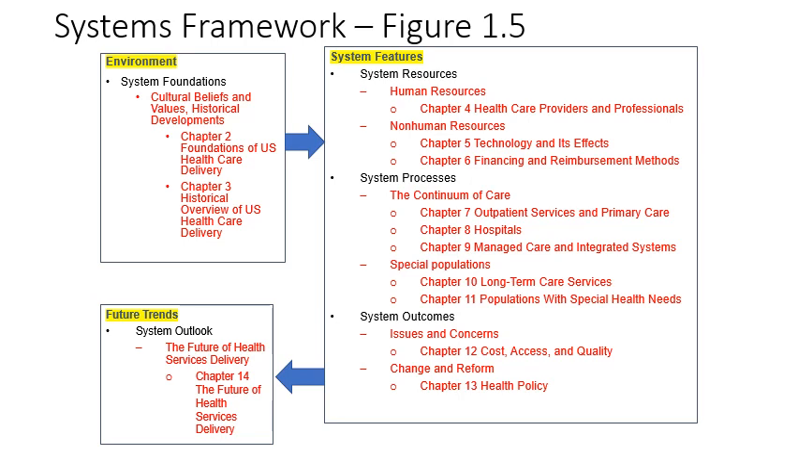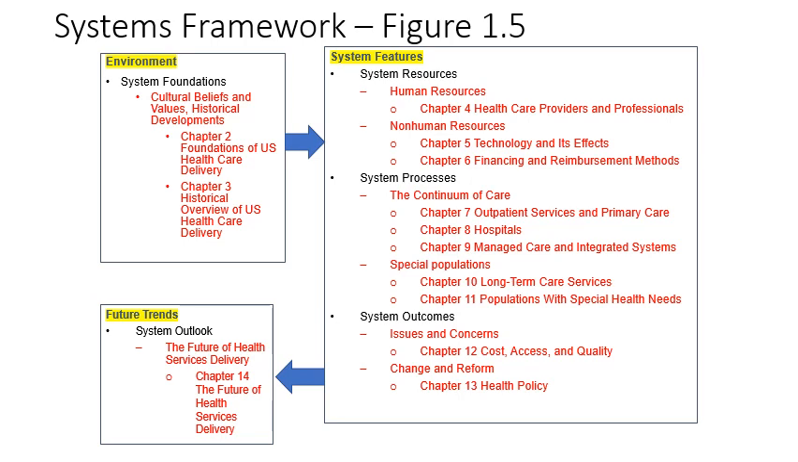So system processes is the continuum of care. You'll see that in Chapter 7, Outpatient Services and Primary Care. Care that you receive continuously. It could even be annually. Chapter 8, Hospitals. When you go to a hospital, it's not like day 1, we give you some care, day 2, oh, no care, day 3, there's care. It's continuous care. Chapter 9, Managed Care and Integrated Systems.